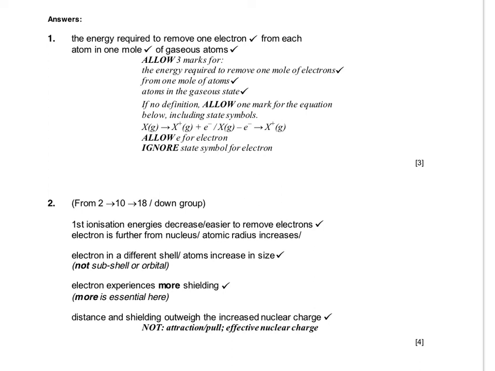So the mark scheme, the first one, we got the idea of removal of 1 mole of electrons. But our definition also mentioned gaseous 1+ ions. So we said that the first ionisation energy decreases. The electron is in a different shell, and we mentioned further from the nucleus. So therefore there's more shielding, and we mentioned the shielding effect being more influential than the increase in proton number.